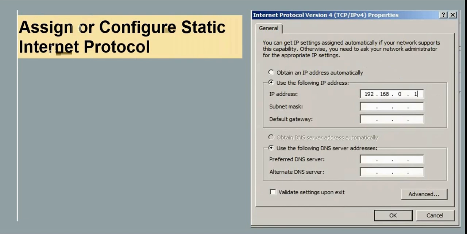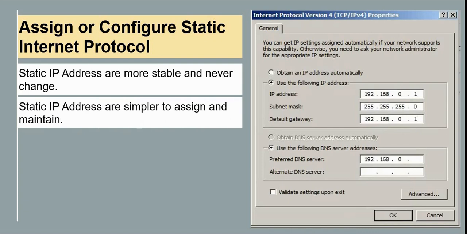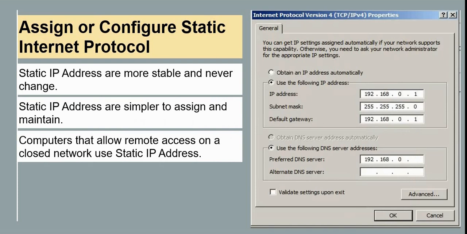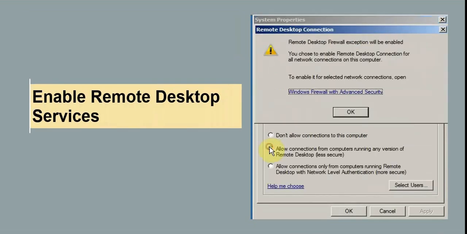Assign or configure static Internet Protocol. We will use static IP address because static IP addresses are more stable and never change. Static IP addresses are simpler to assign and maintain. Computers that allow remote access on a closed network use static IP addresses. In this video we will use IP address 192.168.0.1, subnet mask 255.255.255.0, default gateway 192.168.0.1, preferred DNS server 192.168.0.1. Enable remote desktop services.